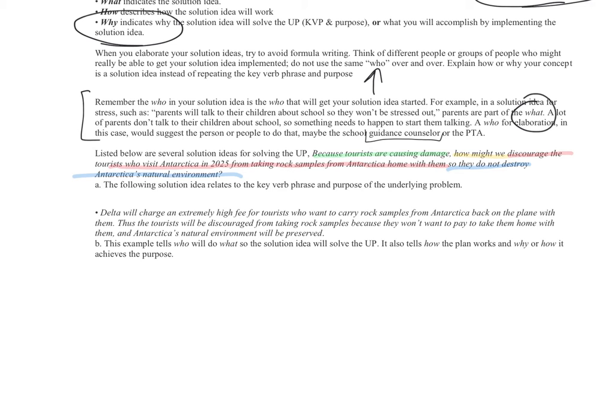So this example tells who will do what. Delta, the airplane company, is charging an additional fee, so that's the who. That's what they're doing, so that the solution idea will solve the underlying problem. It also says how the plan will work, by charging higher fees, and how or why it will achieve the purpose. It's achieving the purpose because fewer people will want to take rock samples back if it's too expensive.